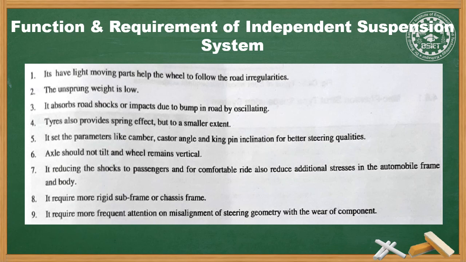And parameters like caster, camber, kingpin inclination are set for better steering qualities. Axle is not tilted and wheel remains vertical. It reduces the shock to passenger and gives a comfortable ride. It also reduces additional stresses in automobile frame and body. It requires more rigid frame or chassis frame and it requires more frequent attention on misalignment of steering geometry with the wear of component. That is, it requires more maintenance.